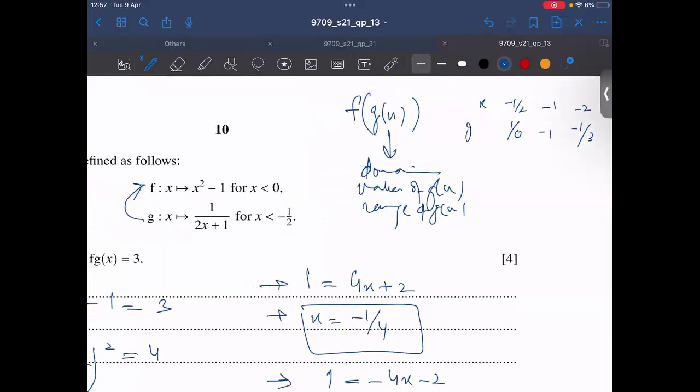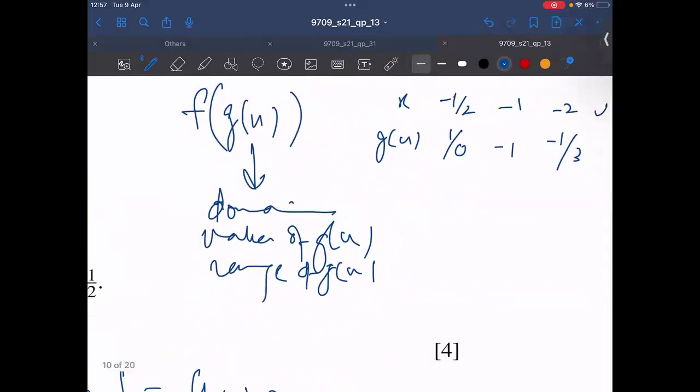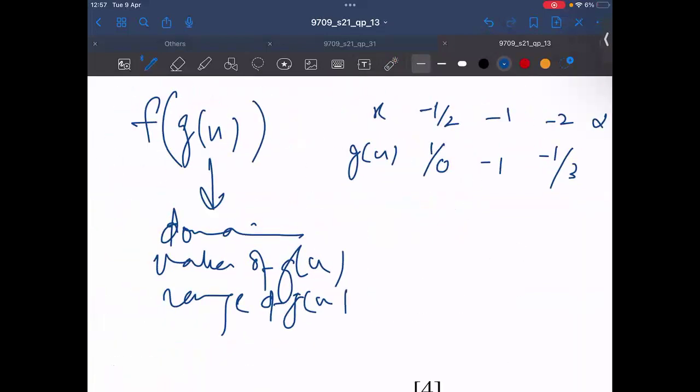All right, so have a look at the trend of the values of g of x. When you are going below x equals minus half, what can you tell about the values of g of x? They are decreasing, decreasing, decreasing. When x becomes infinitely large negatively, what's going to happen to this value? This value is going to approach 0. So the value of g of x is going to approach 0.